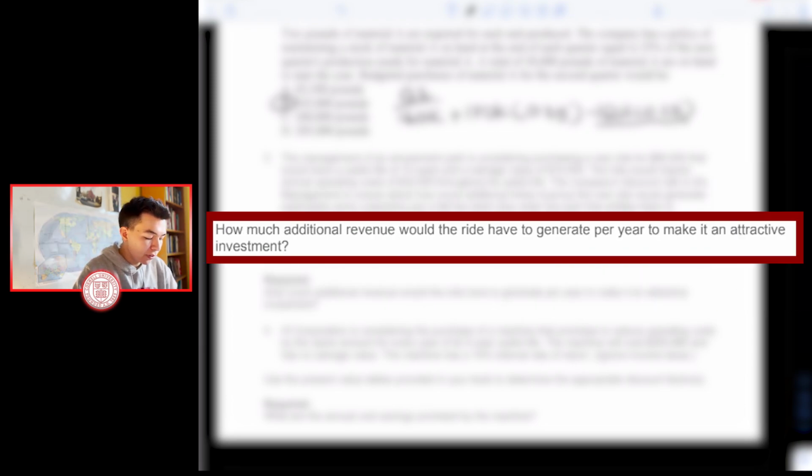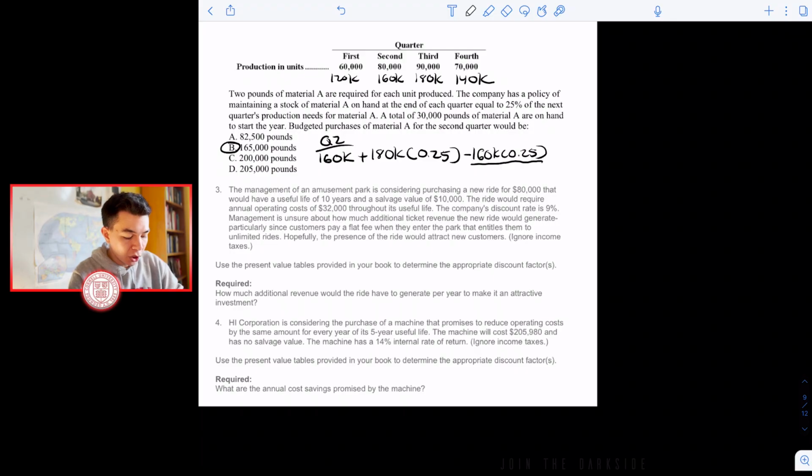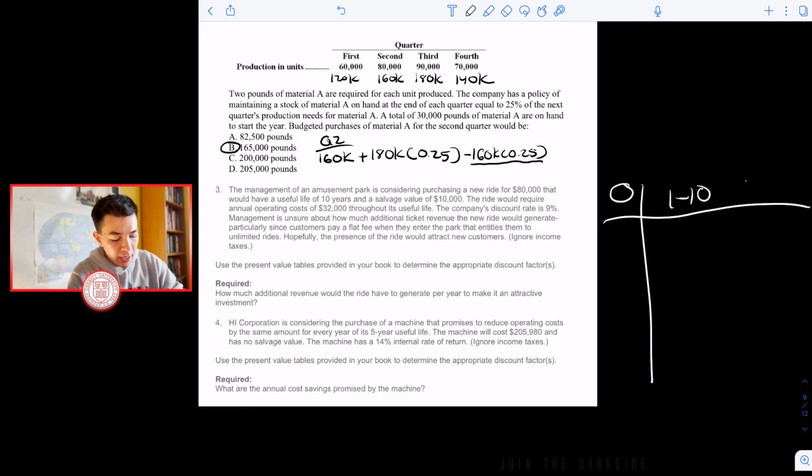And the question here is, how much additional revenue would the ride have to generate per year to make it an attractive investment? So what I like doing here is making a chart. I have year 0 and years 1 through 10. This helps simplify our cash flows, and we put our cash flows in respect to the year they belong to. So for example, they say that purchasing this new ride will cost us $80,000. So I'm going to put negative $80,000 in year 0 because that's when we're purchasing the ride.